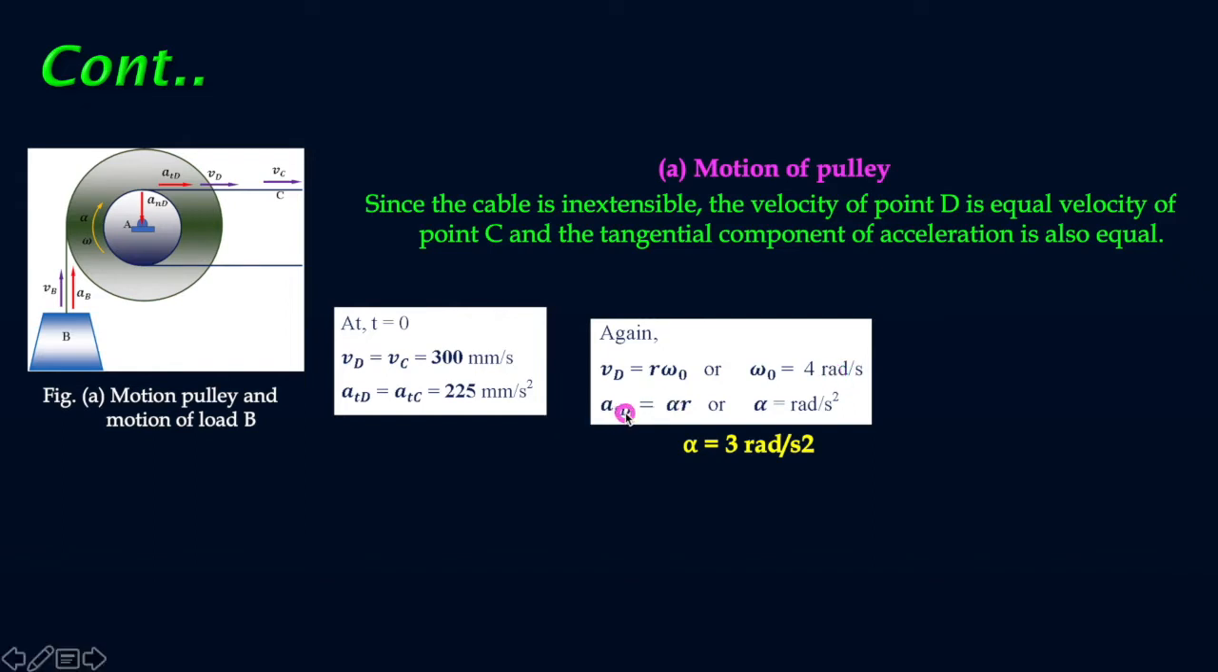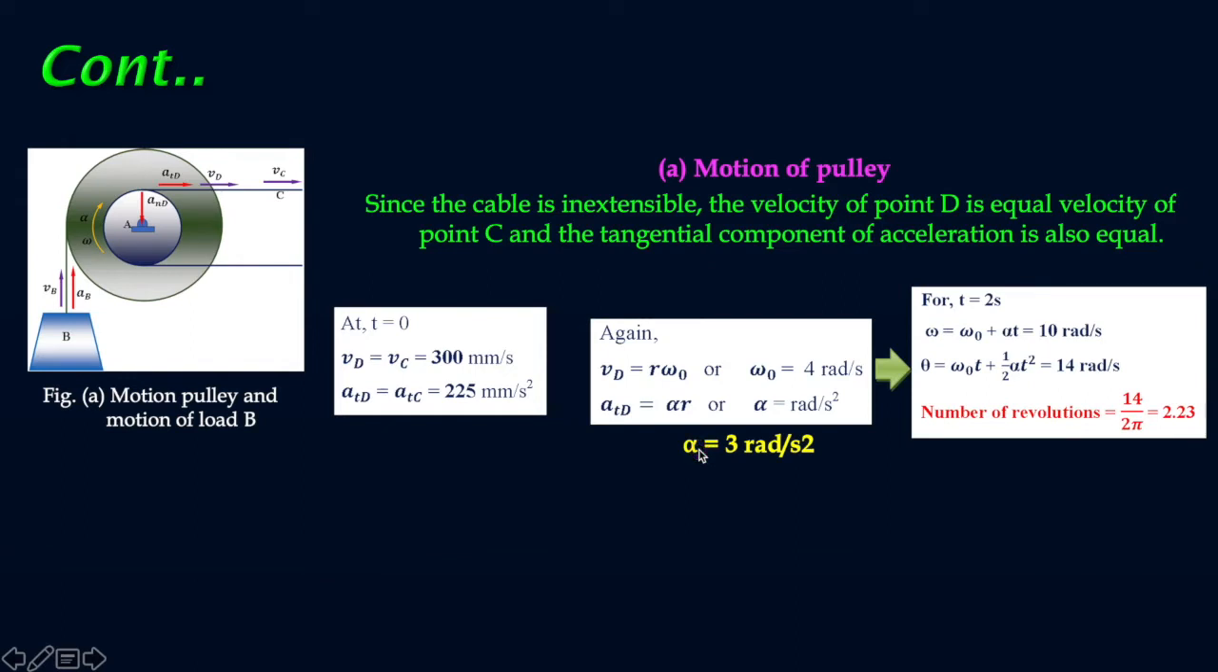Again ATD, the tangential component of acceleration, is R alpha. R is 75 and ATD is 225. Substitute this and you get 3 radian per second square as the value of angular acceleration. Now all this is the initial data. Now this alpha is constant but omega is not constant. Constant acceleration is there, so omega will change.